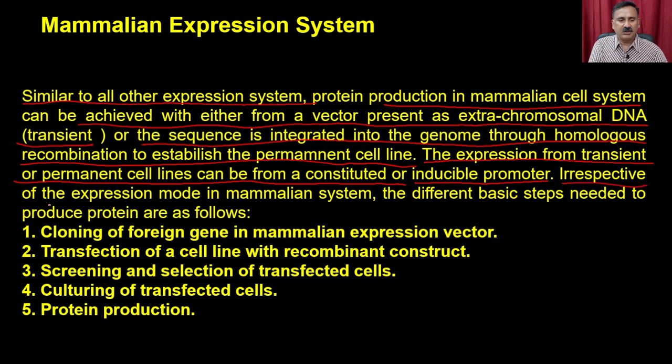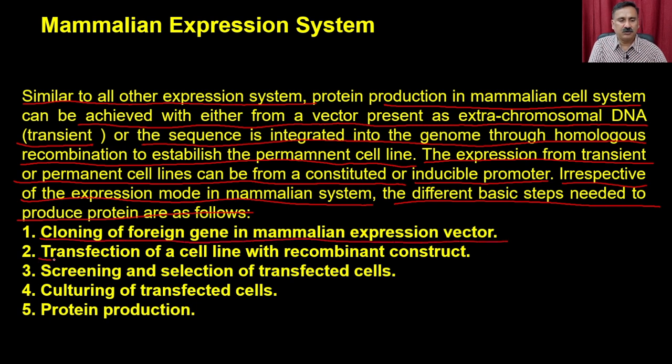Just like we have discussed for the yeast expression system, here also you can have the choice of either constitutive expression or inducible expression. Irrespective of the expression mode in the mammalian system, the basic steps needed to produce a protein are as follows. In step one, you are going to clone the foreign gene in the mammalian expression vector.